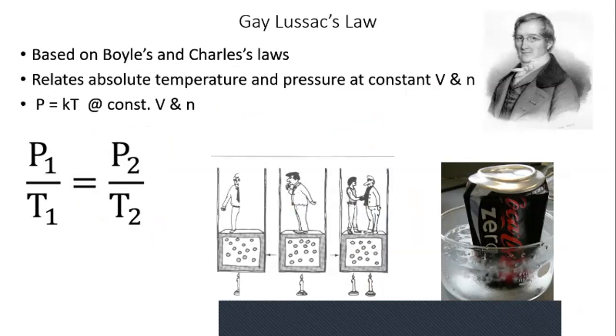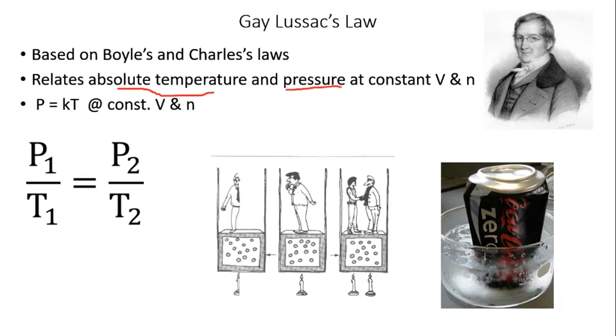Now, Gay-Lussac's law is kind of like combining, or is based off, I shouldn't say based off, Boyle's and Charles's law. So Boyle's law relates pressure and volume, says they're inversely related. Charles's law relates volume and temperature, says they're directly related. So Gay-Lussac's law relates absolute temperature, which means it's Kelvin, and pressure. And this is at constant volume and moles. So at constant volume and moles, we see that pressure is directly related to temperature. So if we were to increase pressure at constant volume and moles, we would increase the temperature of a gas.